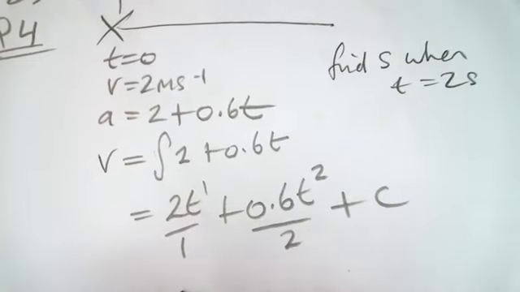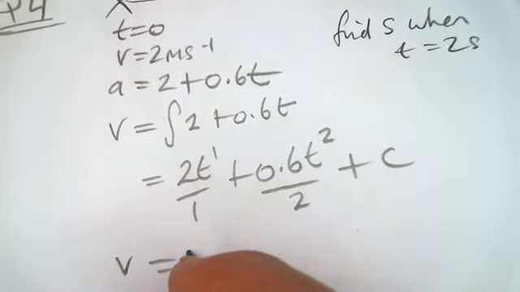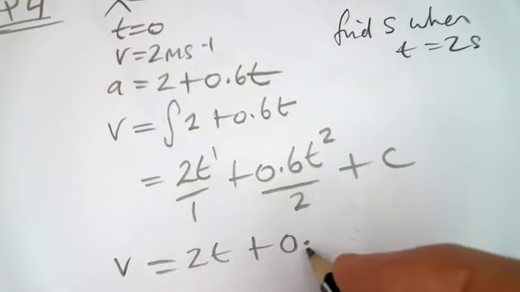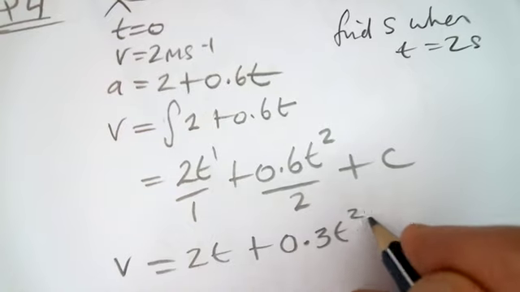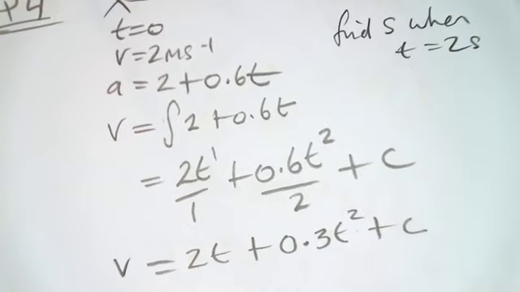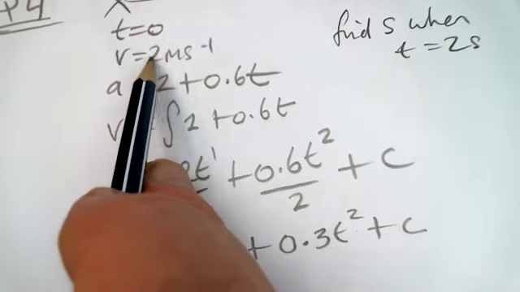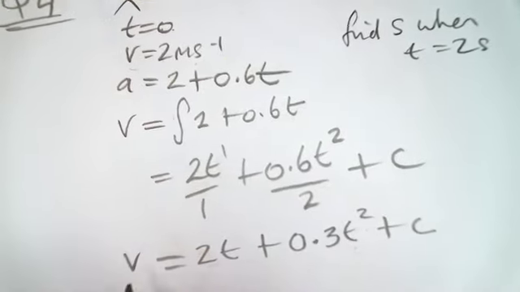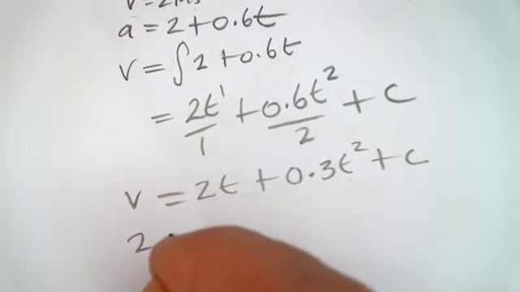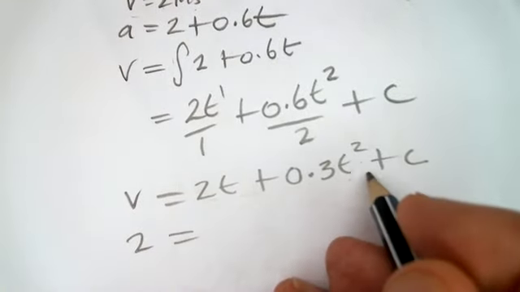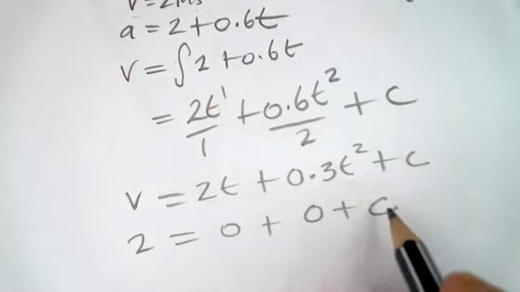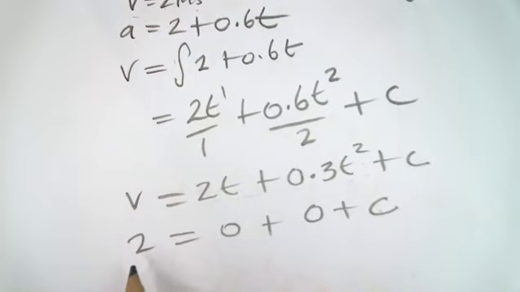So I'll just tidy this up first. So v is equal to 2t plus, half of 0.6 is 0.3t squared plus c. And we're told at t equals 0, if I put a 0 in all here, v will equal 2. So here's v equals 2. And I'm going to make all of this 0. So that's going to be 0 plus c. So c must be equal to 2. So that's the one thing we know, c equals 2.